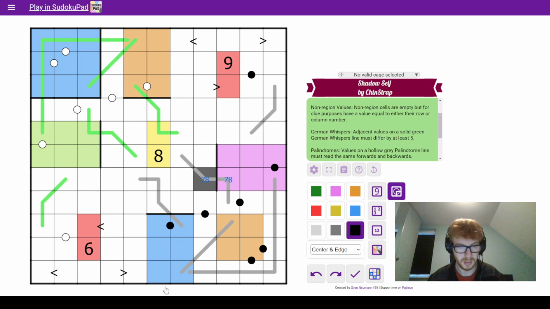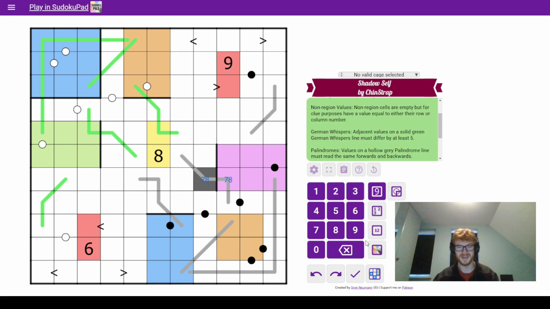I'm scared that I'm doing a lot of region logic and not enough Sudoku, I guess. Well, as long as I'm seeing stuff, right? It doesn't matter in that regard.